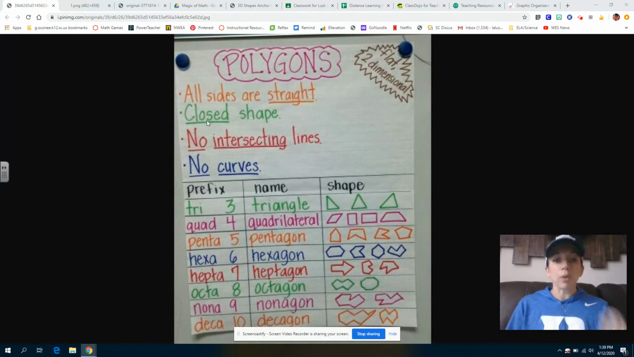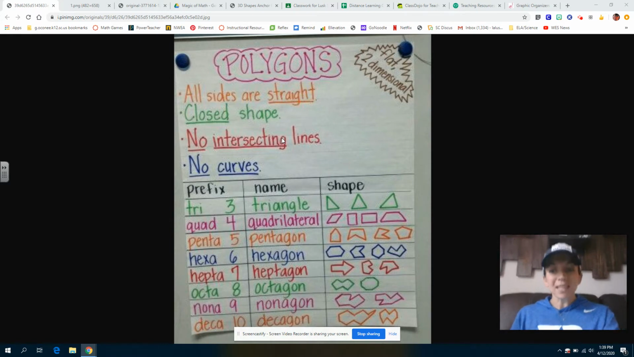You also have closed shapes. Remember, it's like a fence. It's not open. And then no intersecting lines. They can't intersect like this. I'm trying to show you on the video, sorry. They can't cross paths at all. They just touch at the corners, which we'll talk about in a second too. So some things to remember that I'll come back to.